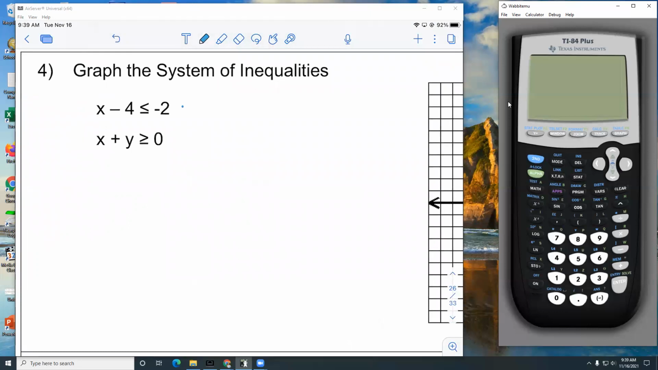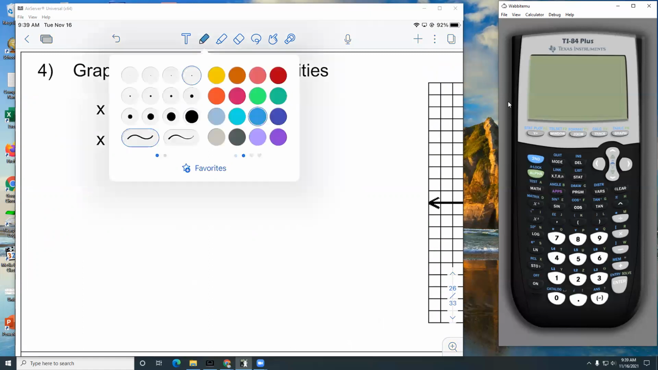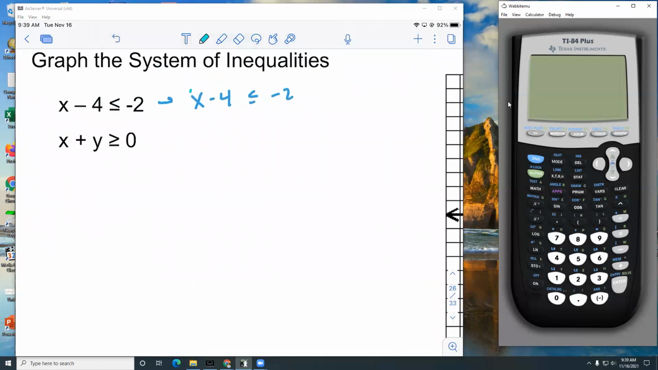Looking right here, I've got x minus 4 is less than or equal to -2. Now, this case is kind of weird because all I have is an x, but since that's my only variable, let's get it by itself. So I've just got to add that 4 to both sides. I get x is less than or equal to, what's -2 plus 4? -2 plus 4 should give me a 2.